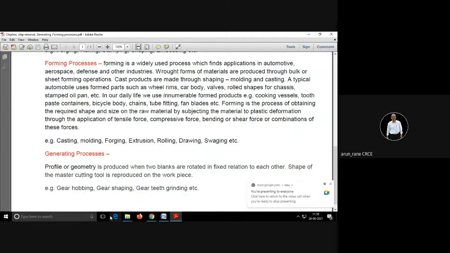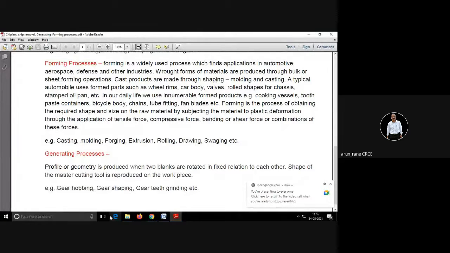So gear hobbing, gear shaping, these are the processes which are used for cutting the gears. And why is it called a generating process? Because the gear tooth profile is generated.